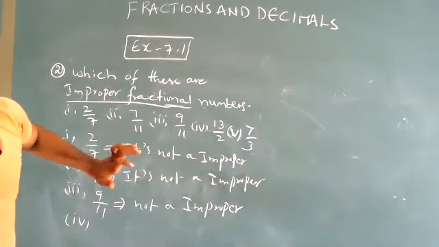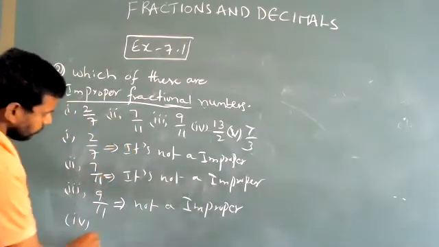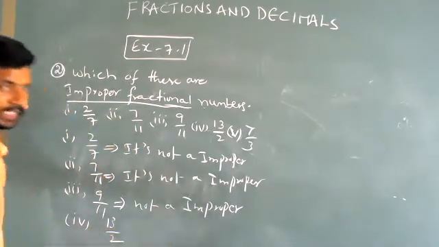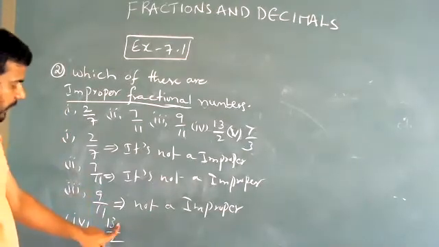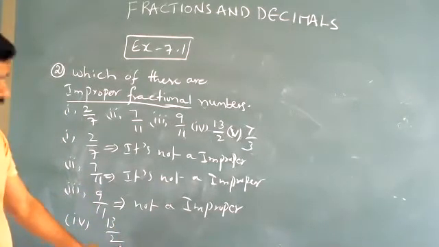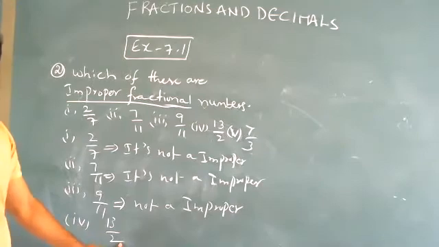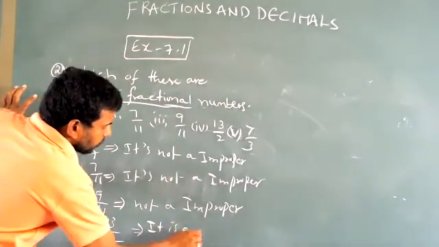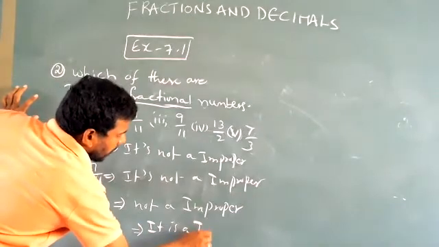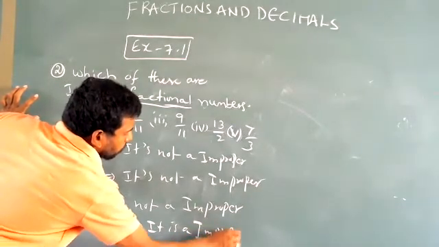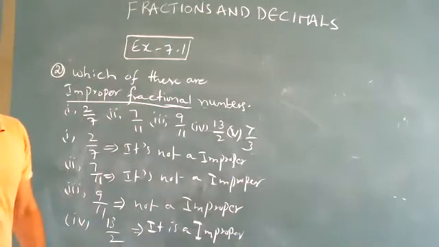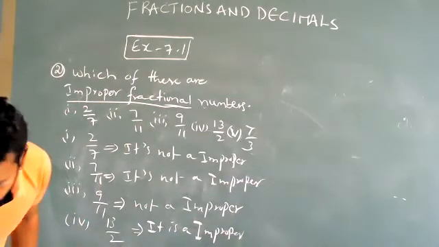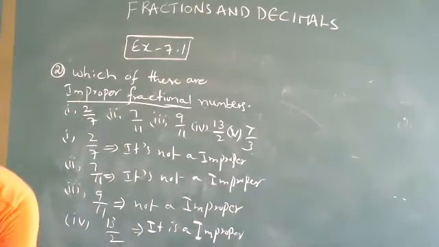Now fourth problem, that is 13 by 2. 13 is greater than 2. The numerator is greater than the denominator. So it is an improper fraction. Clear, children? Yes. Now I am going to take the third one.